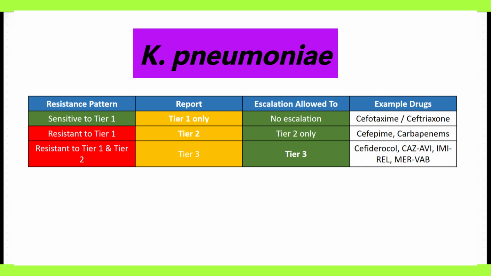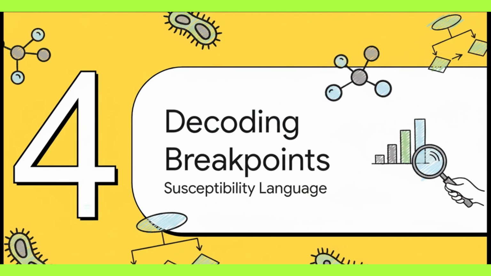But if the bug was susceptible to ceftriaxone in the first place, that cefepime result might just be hidden completely. You can see how this builds a kind of decision-making logic right into the report to encourage better prescribing. Okay, so we've got the strategy down, but what do the results actually mean?